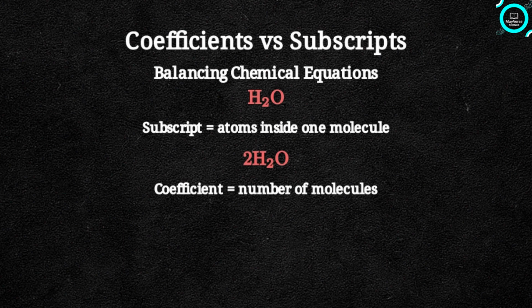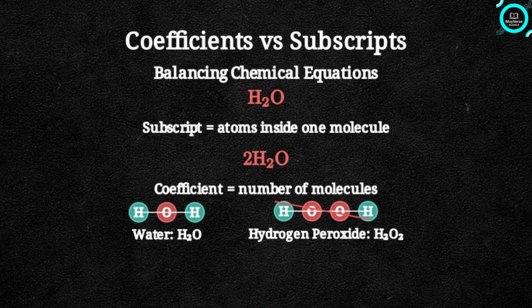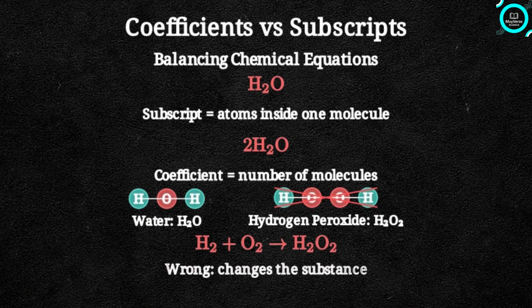Subscripts cannot be changed to balance an equation because that changes the identity of the substance. If I change water from H2O to H2O2, I no longer have water. I have hydrogen peroxide. Here is the common mistake. People try to balance by changing subscripts. They write H2 plus O2 yields H2O2. The correct approach is to keep subscripts fixed and change coefficients.